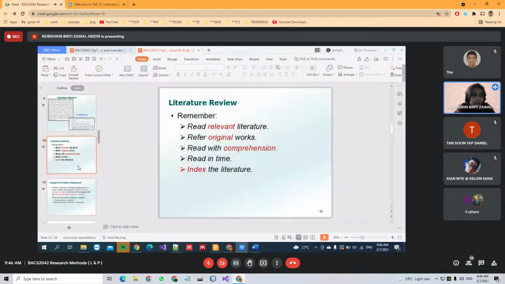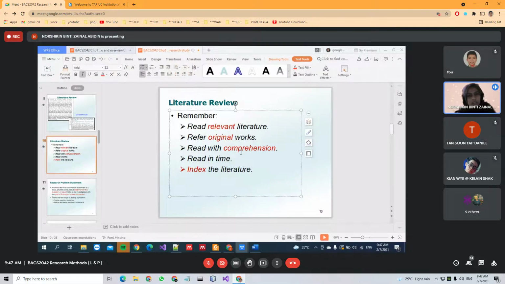So for LR, you need to find the relevant literature. You need to find or use the relevant paper that is related to your work. Refer to original works. Original works is, let's say for instance, I write this one paper, the gamification paper, and then another researcher wants to use my paper. So the original work in this case is my research. I'm the original writer of the research. That is original works.